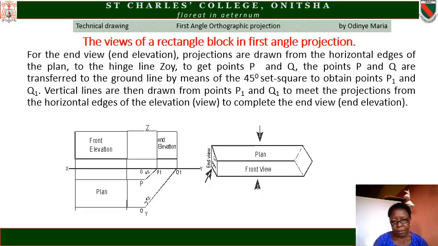For the end view, that is end elevation, projections are drawn from the horizontal edges of the plan to the hinge line ZOY to get points P and Q. The points P and Q are transferred to the ground line by means of a 45 degrees set square to obtain points P1 and Q1. Vertical lines are then drawn from points P1 and Q1 to meet the projection lines from the horizontal edges of the elevation or view to complete the end view or end elevation.